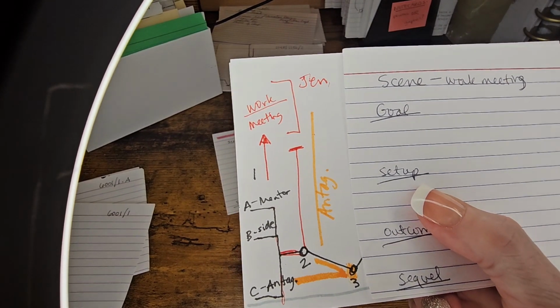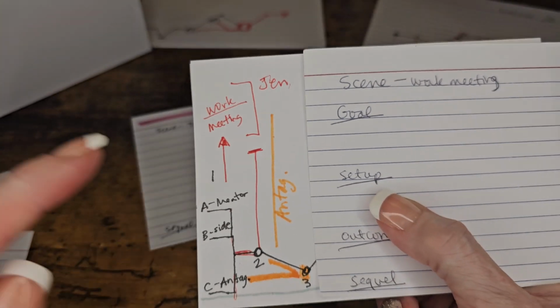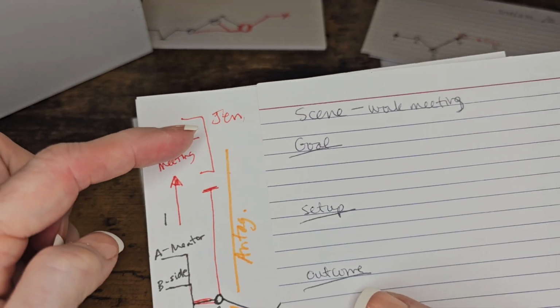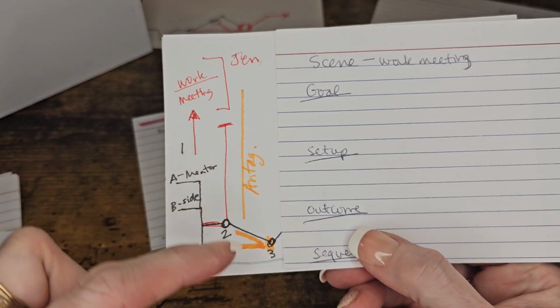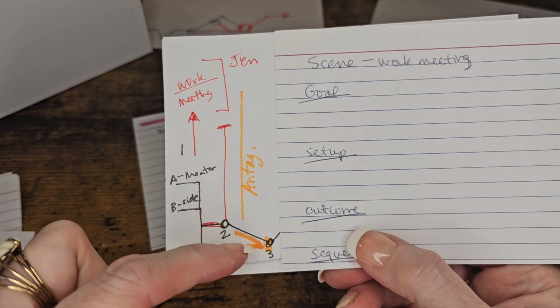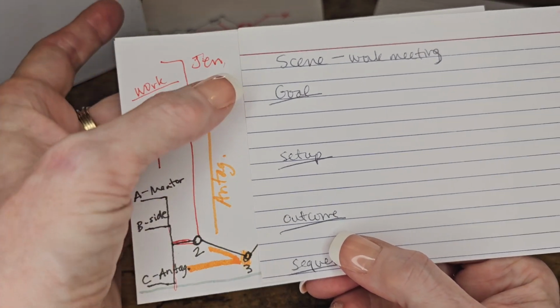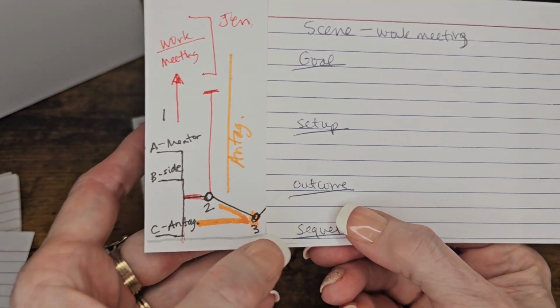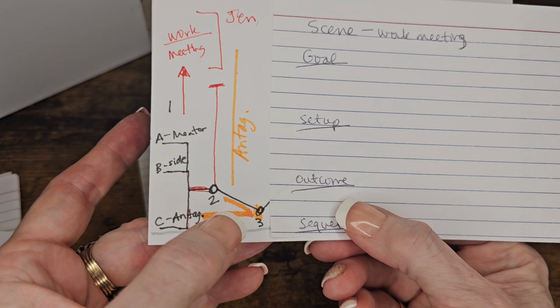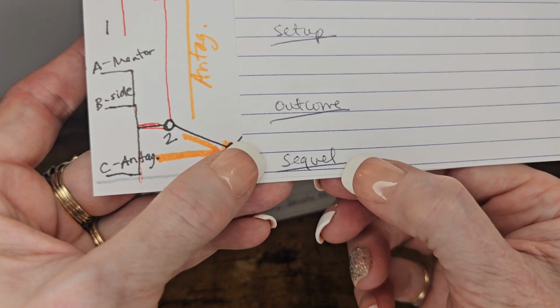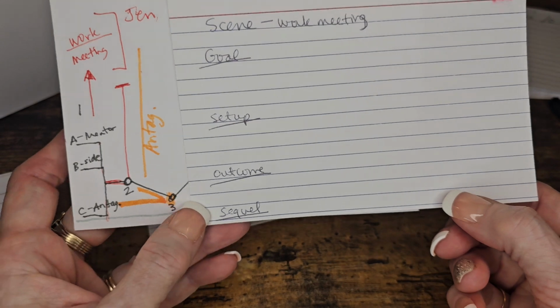Maybe there's a little bit of conflict going on there. So I would set that up in my scene. The outcome, remember, Jen has to discover this antagonistic person that is issuing a challenge to her. So both my goal and my outcome is she comes face to face with this antagonistic person. And then the sequel is what happens as a result.